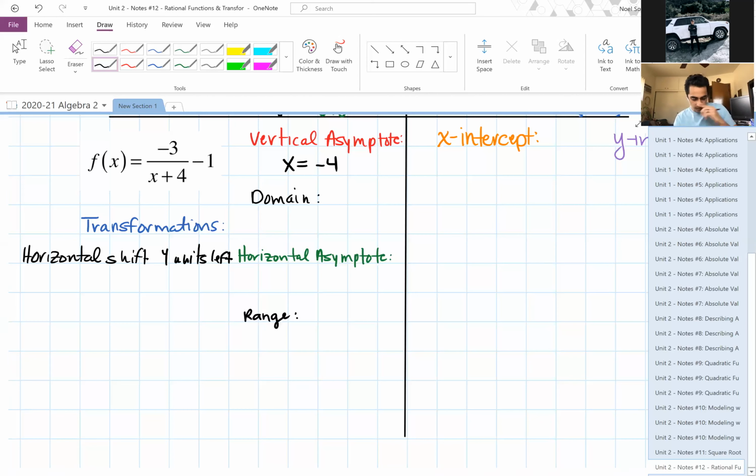All right. So if you wanted to, at this point, just state the domain. What's the domain going to be? Yeah, it's all real numbers except -4. Exactly. So the way we say that is all x such that x does not equal -4. Good. So after you do a horizontal shift, that takes care of your vertical asymptote and your domain at the same time.